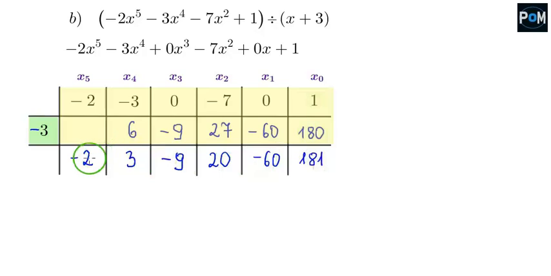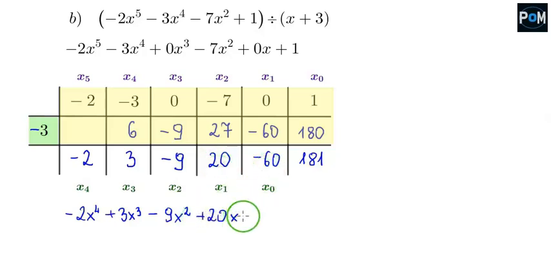And now we read it like this. This coefficient minus 2 is the coefficient for x to the fourth power, which is 1 less than here. We write minus 2x to the fourth power, and then sequentially, the positive 3 is plus 3x to the third power. Negative 9 is minus 9x squared. Here is a positive 20, so plus 20x. And there is also minus 60, which is the constant term. This is the polynomial that we obtained, but additionally, we also get a remainder here.